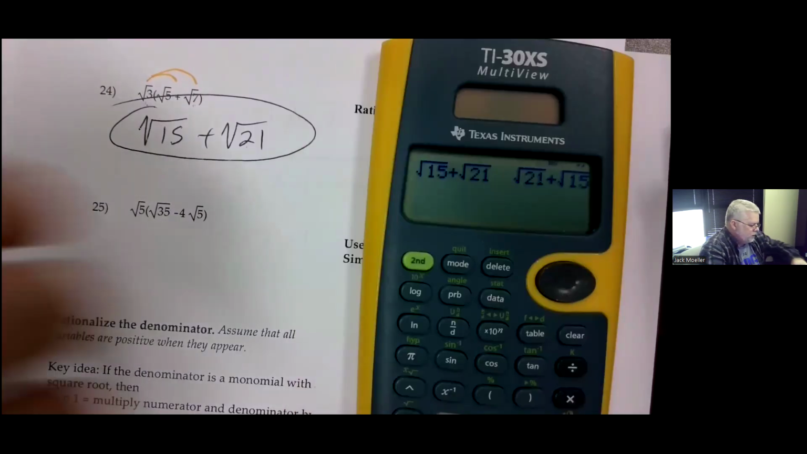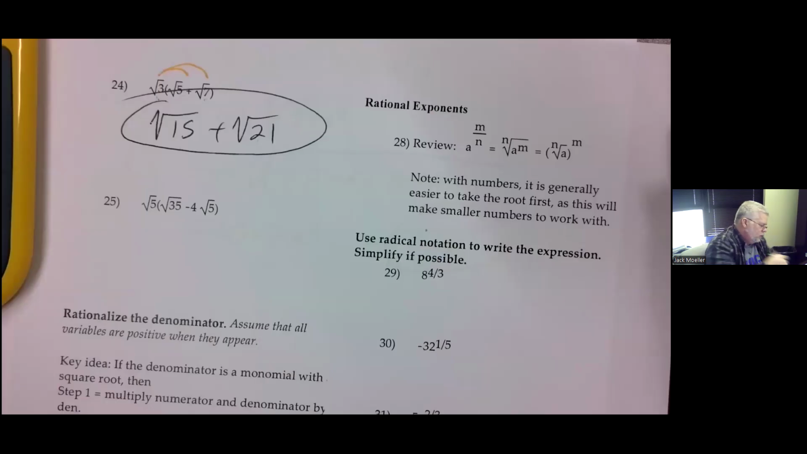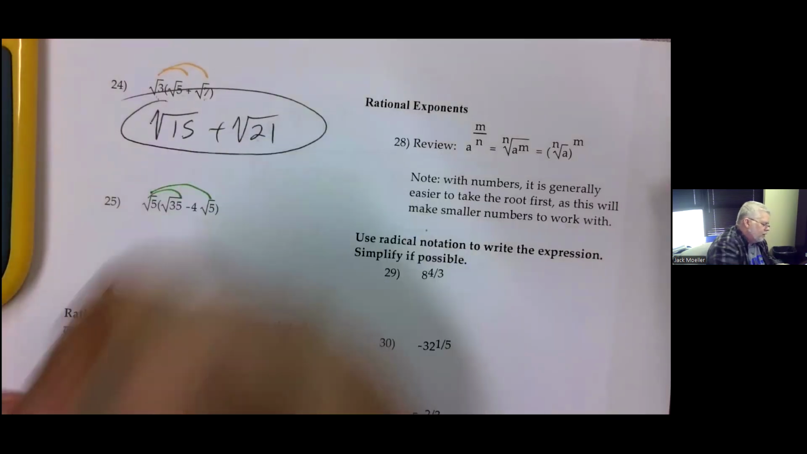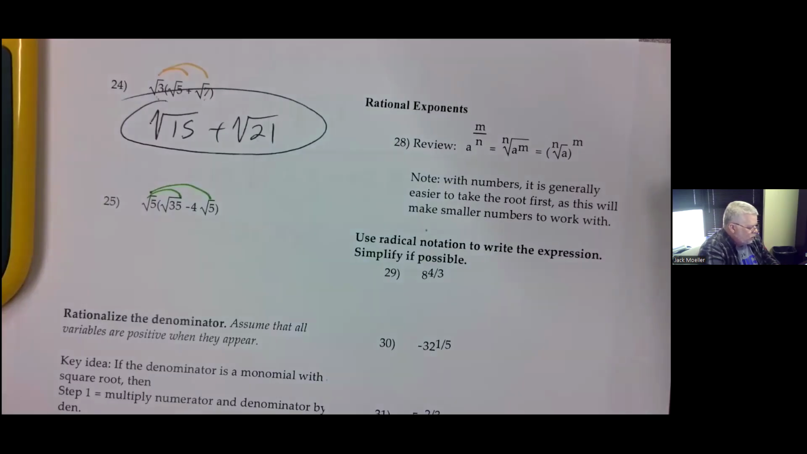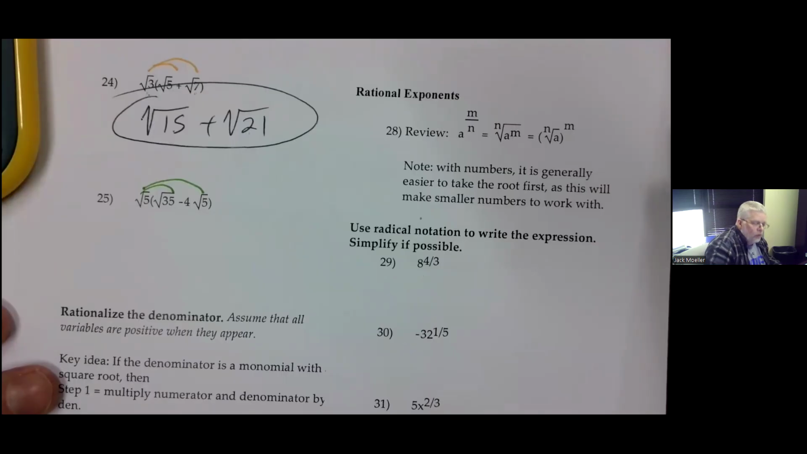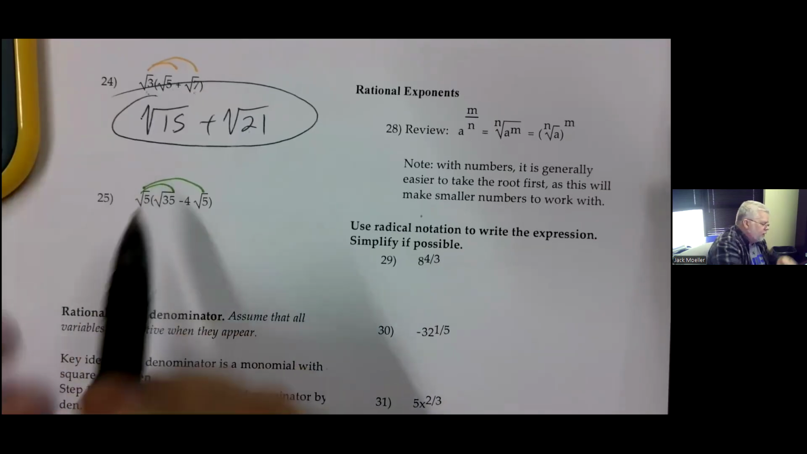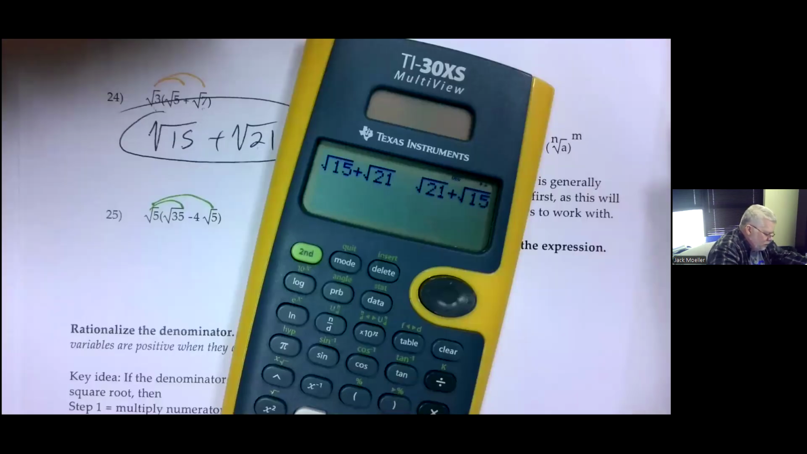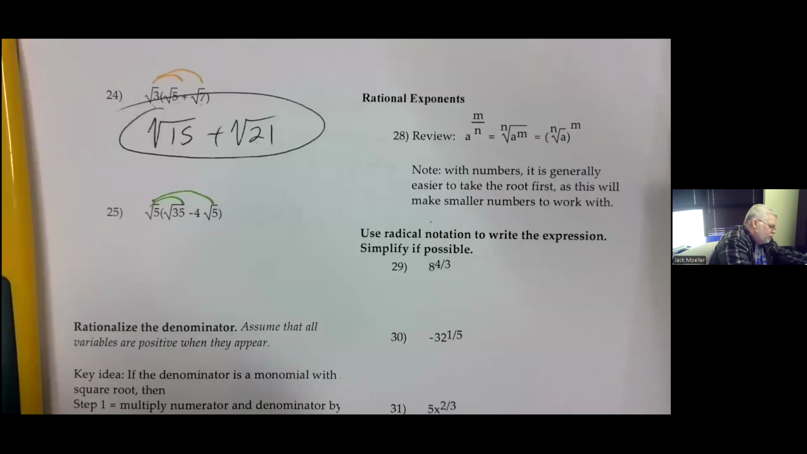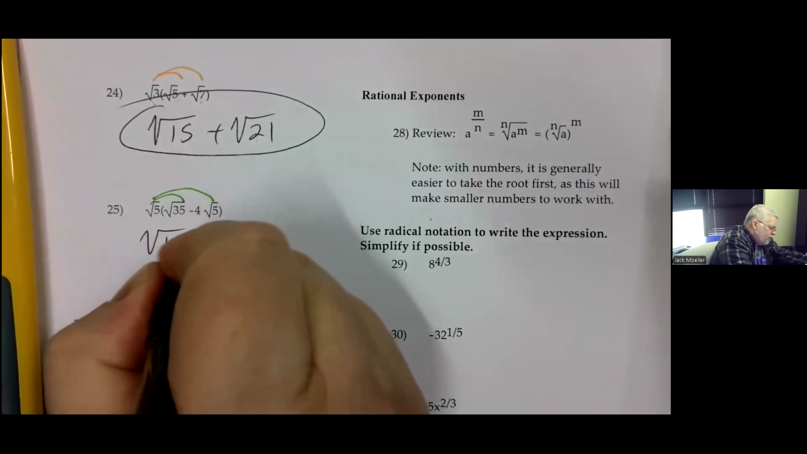Let's do one more of these. So square root of 5 times square root of 35 and square root of 5 times -4 square root of 5. Okay. Well, how do we multiply these? Well, 5 times 35 is 175, so square root of 175.